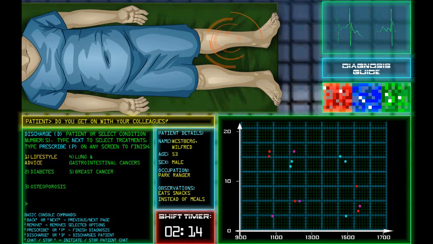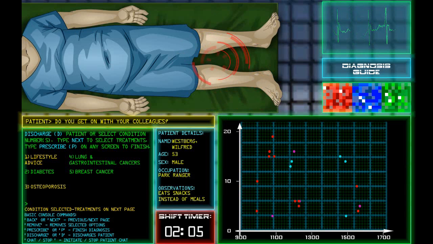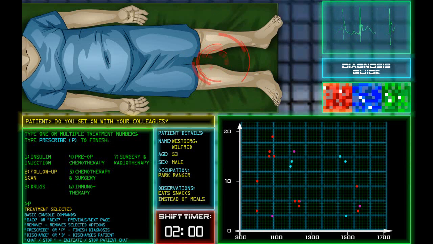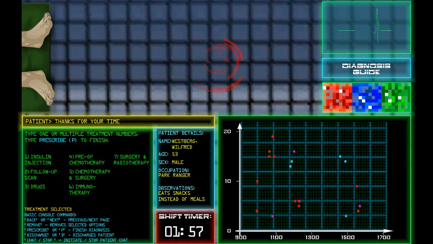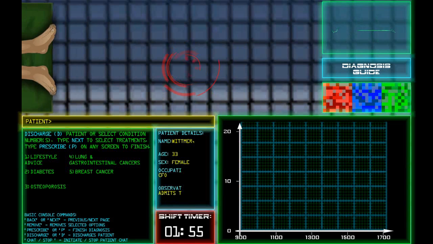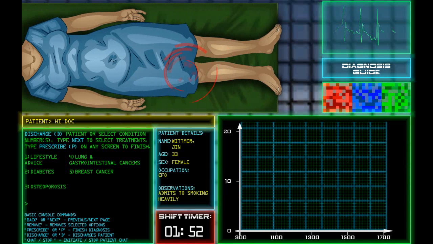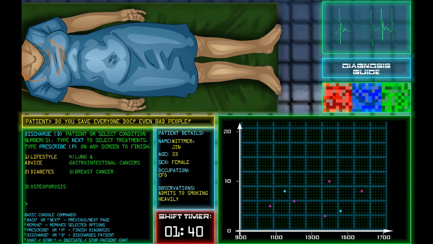I need 1 on the left. 1 on the left. Come on, 1 on the left. Wouldn't stop with the errors. Okay, I'm gonna say you've got that. Next, you've got that. We need that. Admits to smoking. Stop that. You've got that. Come on, stop with the errors. God damn this game.